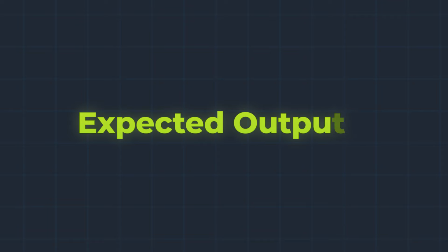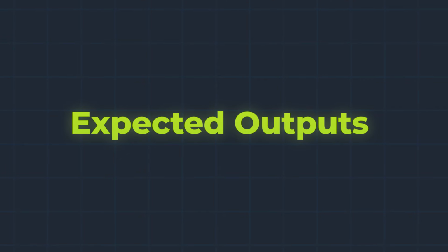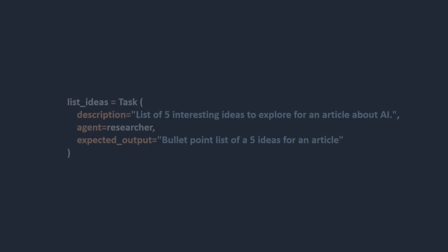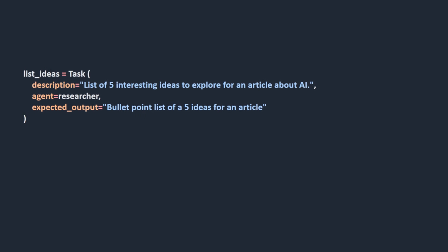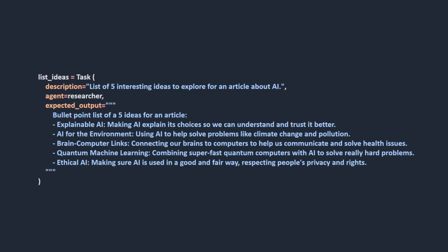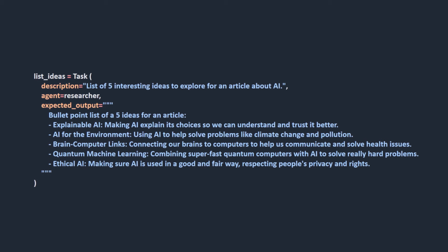So like I just mentioned, the next major update for CrewAI is that it allows us to add in expected outputs for our task. Now this is a super simple feature, but it really improves the quality and reliability of our task. So let me just give you a concrete example real fast. Let's pretend we had a list ideas task. Well, what we could do is say, hey, my expected output for this task would be 5 bullet points with 5 ideas for an article. That way there's no confusion on what this task needs to output.